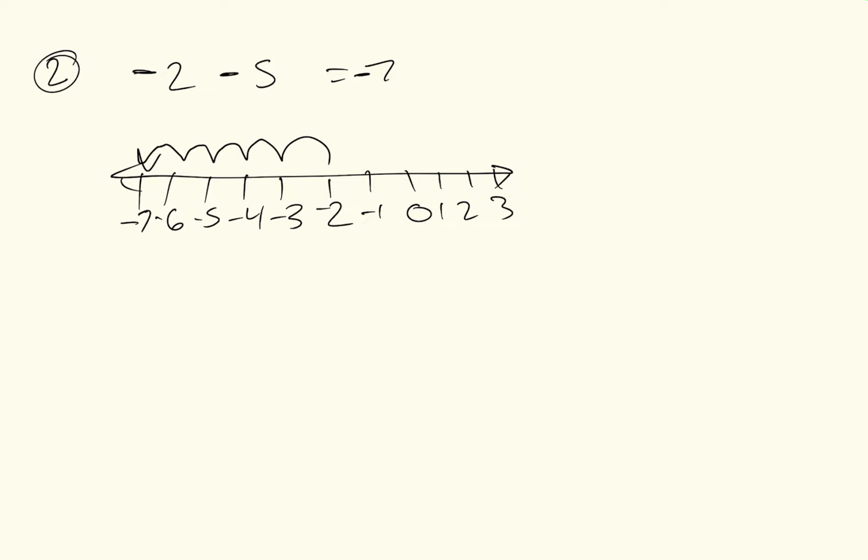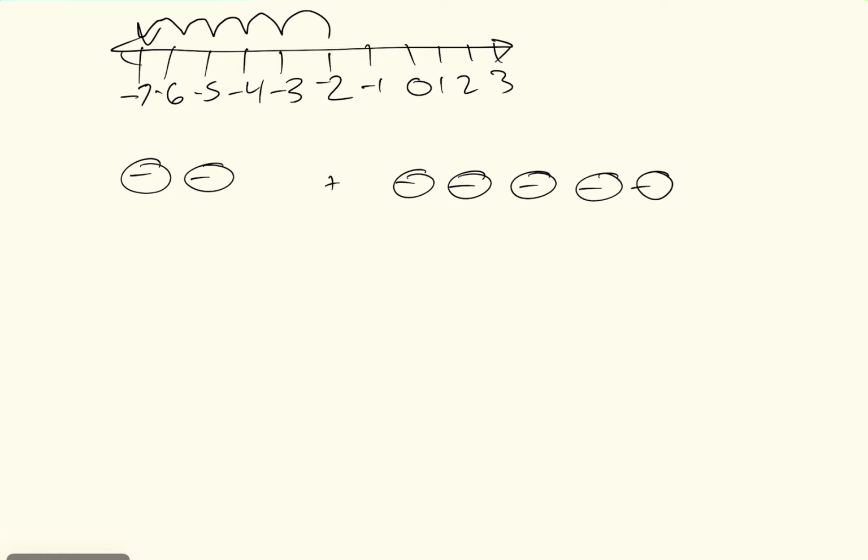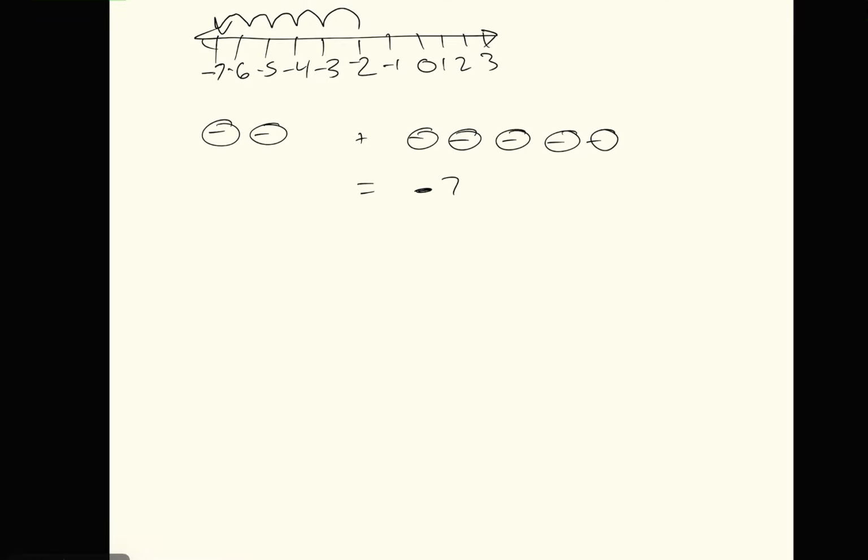Or another way I like to do this is anytime I'm subtracting a positive, it's the same thing as just adding a negative. So you can show it as -2 plus -5. And then when you add up all those negatives, you get -7. Both ways work.